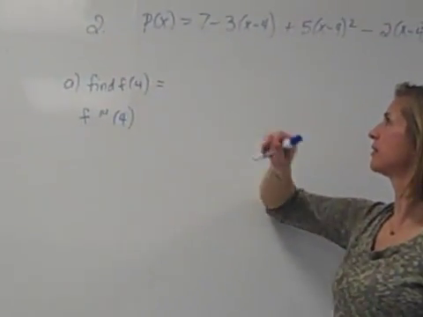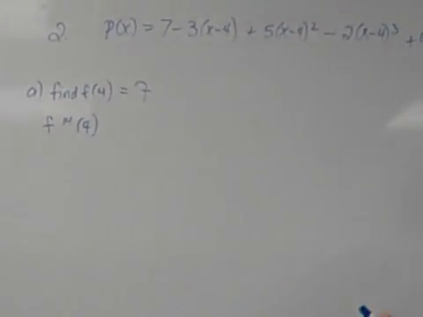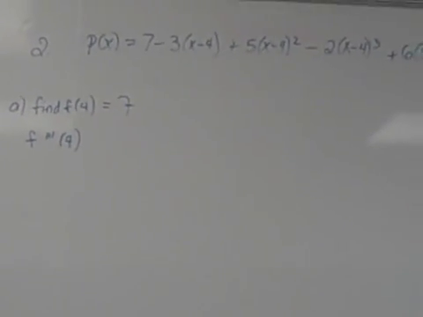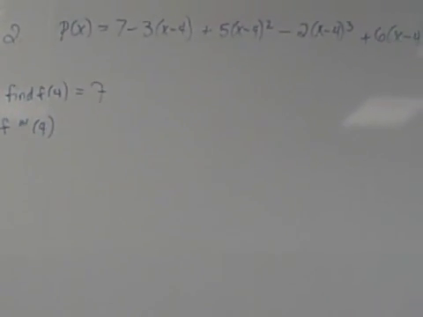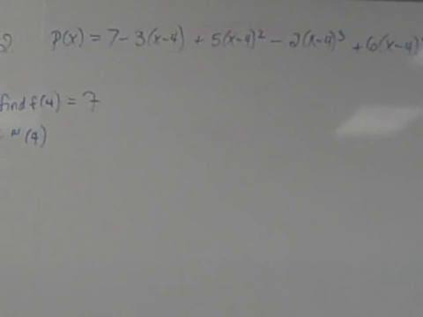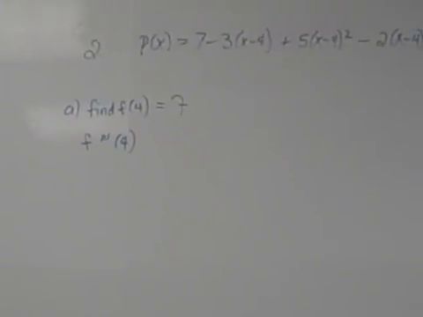What's f of 4? 7, okay? That's always the first term. If it was centered around 0, it would have asked you for f of 0, and it would be the first term. So f of 4 is easy. That's just 7. But to find the other one, I don't think it's quite so easy, and you can look and see what I did.